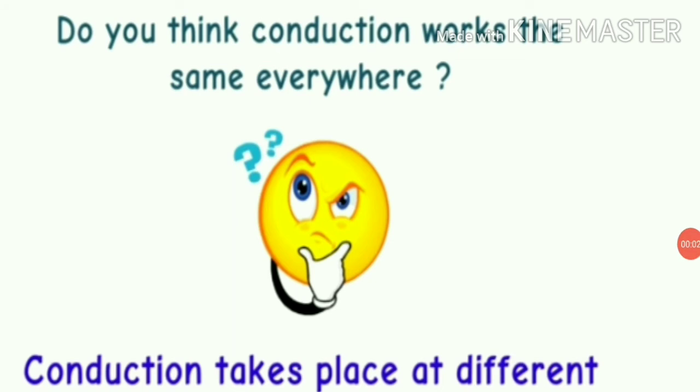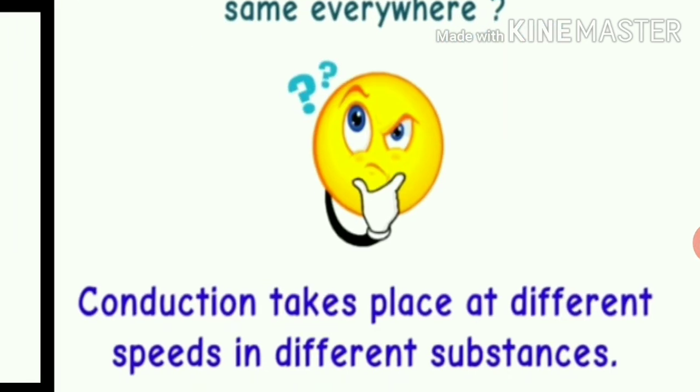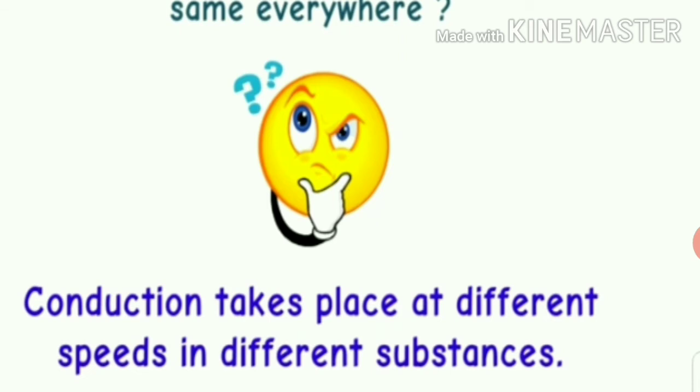So, students, do you think conduction works the same everywhere? Conduction is the primary mode of heat transfer through a solid. Conduction of heat energy can occur within a body or between two bodies when they are in contact with each other. However, the rate of conduction of heat is different in different materials. Also, some materials allow heat energy to flow through them easily while others do not. So, now it is clear to you that conduction takes place at different speeds in different substances.